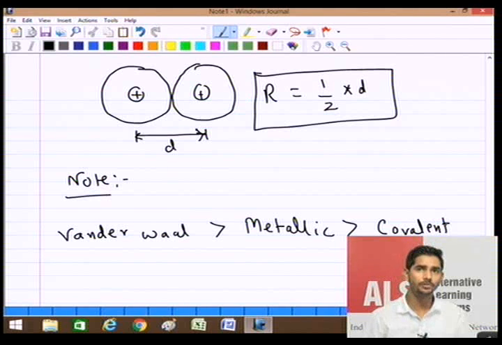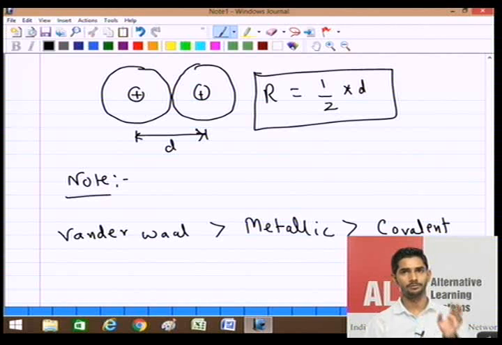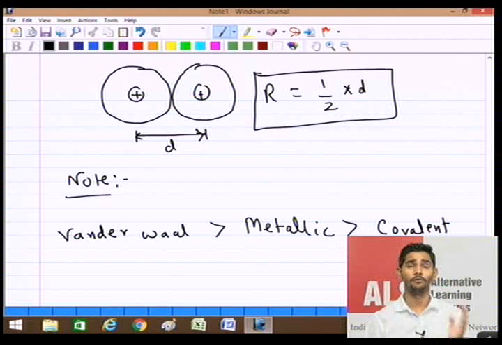Anyone has any confusion regarding this one? Is it clear to you? That's the note which I have written for you. Van der Waals should be the biggest one, and metallic should be smaller than van der Waals but bigger than covalent.